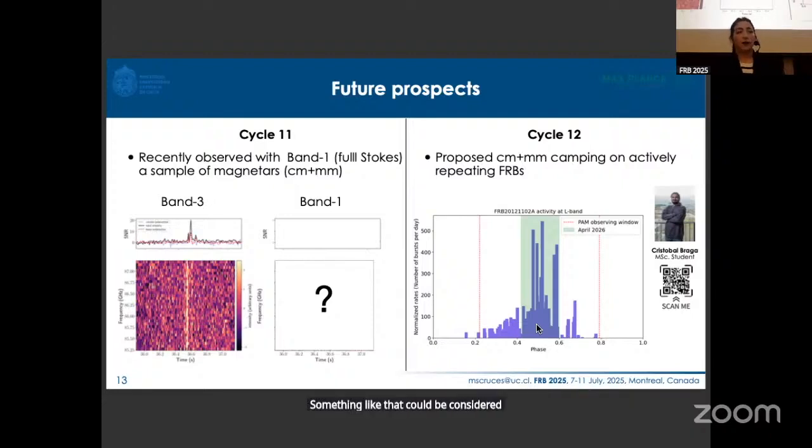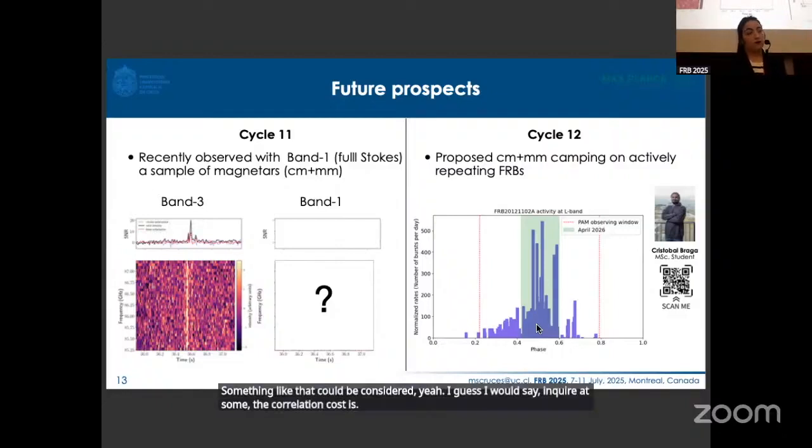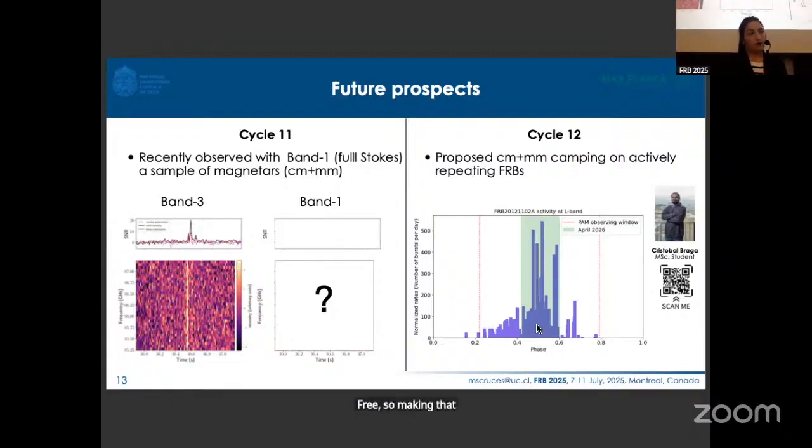Yeah. I guess I would say incoherent sum, the correlation cost is free. So making that commensal is not crazy, right? So anytime ALMA is observing, just tap off the voltages, square them, sum them, stream them to Mark 7 or whatever your recorder is. It doesn't matter where you point, right?